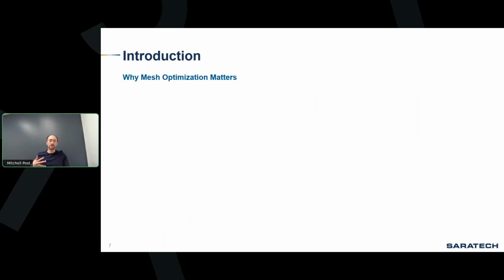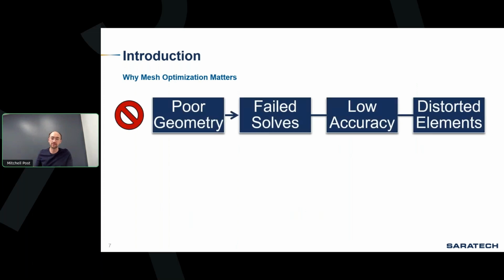So why are we talking about this? Why does mesh optimization matter? Of course, having poor geometry leads to failed solves, low accuracy, and distorted elements. If you have highly complicated parts and you aren't using the tools that Simcenter 3D offers you, you're making it a lot harder on the program and on yourself.